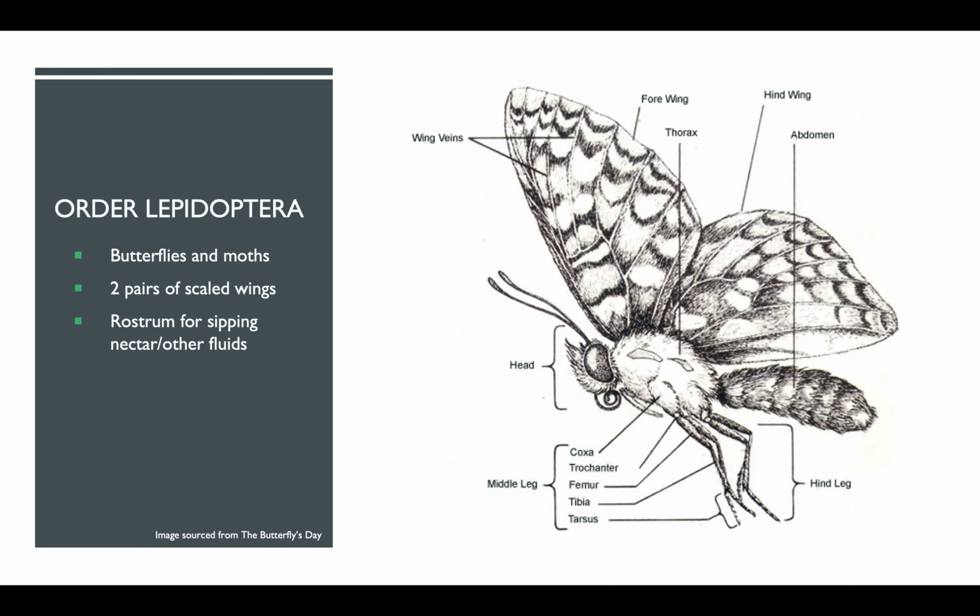All right. Our next order that we're going to cover is Lepidoptera, and these are our butterflies and moths. Again, this is a lot of terminology, but we really just want to be focusing on the structure of the head. Butterflies and moths have this really, really long proboscis that they use to drink nectar and other fluids. And they also have these scaled wings.